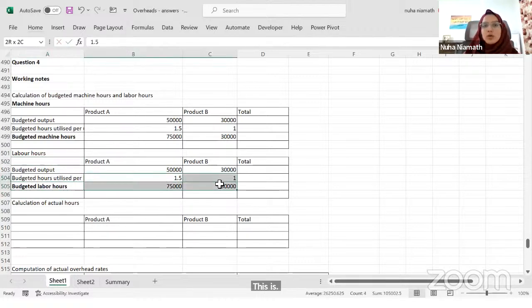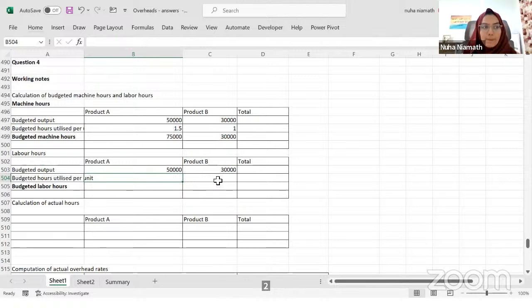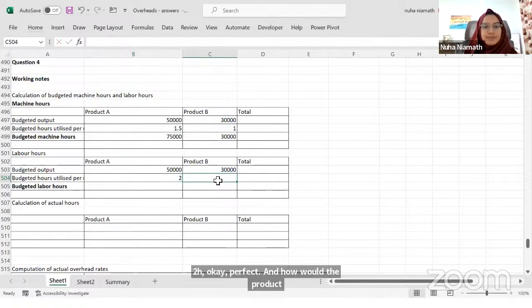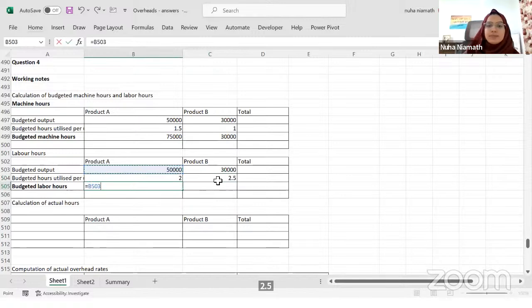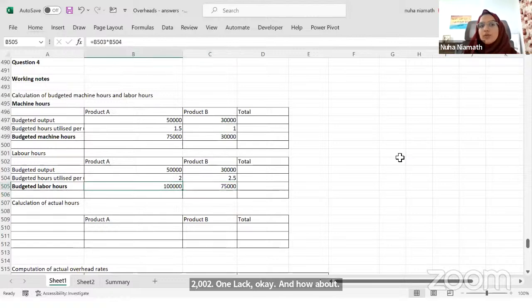Okay. Now, can somebody tell me the values here? What is the budgeted labor hours used for product A per unit? Can someone mention it to me? How much is it? 2 hours. 2 hours. Okay, perfect. And how about for product B? 2.5. Okay, that's great. So budgeted labor hours will be 50,000 into 2, 1 lakh. 1 lakh. Okay. And how about for product B? 75,000. Perfect. Everybody is clear till here?